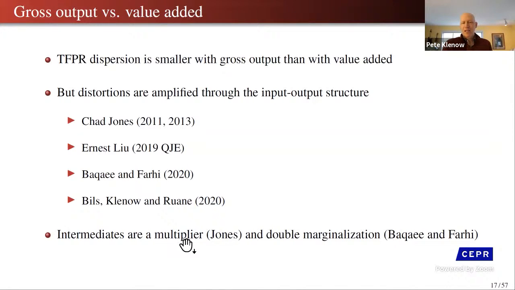So part of it is that intermediates are a multiplier, like Chad said, and part of it is this double marginalization. That's in Ernest Liu's paper. He emphasizes that distorting upstream firms and sectors is really damaging relative to distorting final goods sectors. And that's an ingredient in Baqaee and Farhi too that I'll return to.